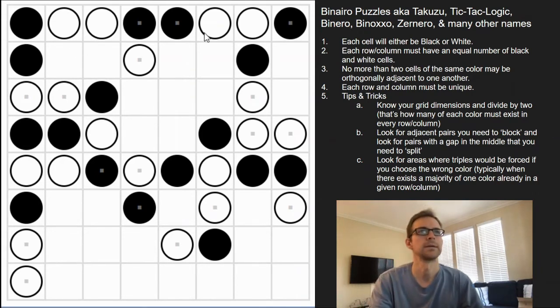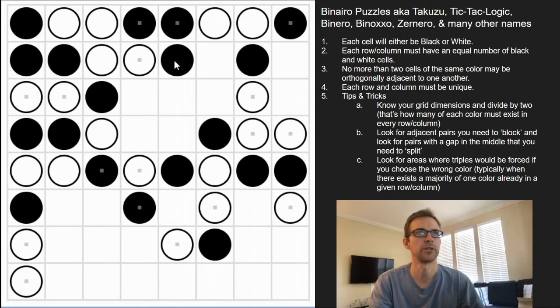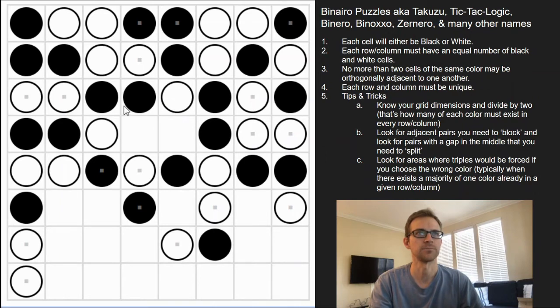And let's see, what am I missing here? Oh, here's a pair that needs to be kept apart. Here's a pair that we need to block, another pair that we need to block. And now we have 4 black cells in that row, so the last 2 are going to be white. Here's a pair that we can block. Here's a pair of black cells that can't become a triple. We have 4 white cells in that row, so we need 4 black cells. And let's see here. This column already has 4 white cells, so we need 4 black cells. So that last one's going to be black.